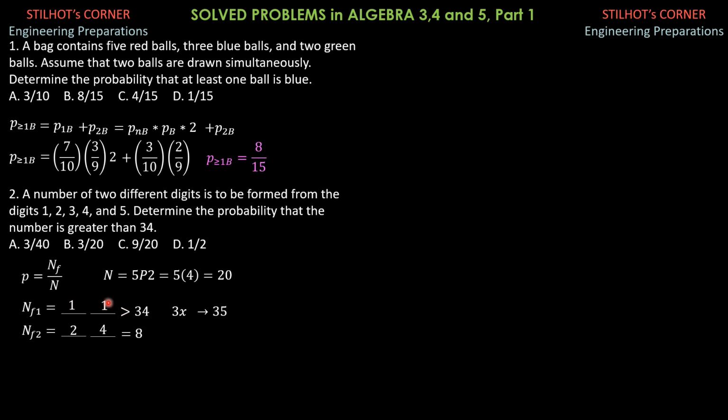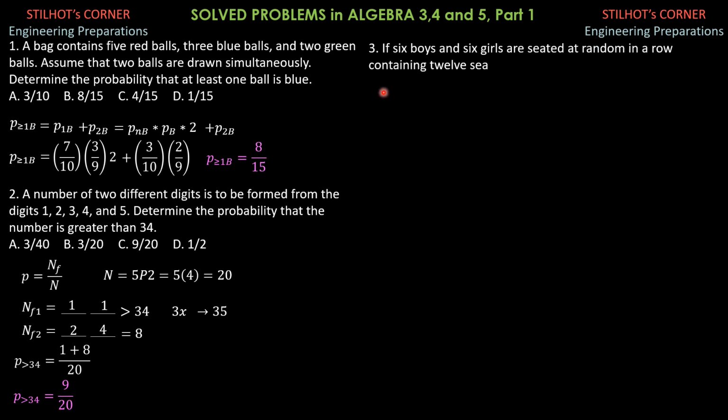1 times 1 is 1. That is specifically 35 plus 8. So 9 over 20. So the probability that the 2-digit number with different digits is greater than 34 is 9 over 20. Let's proceed to the next problem.